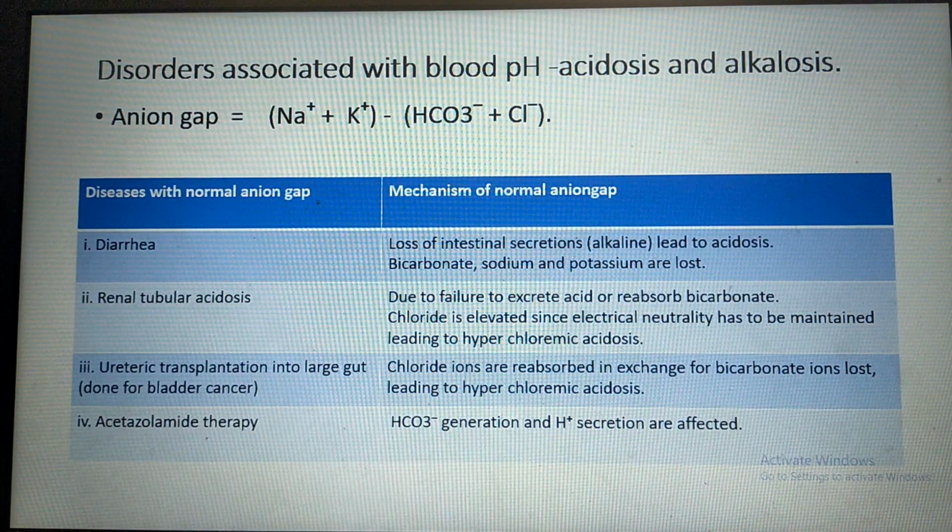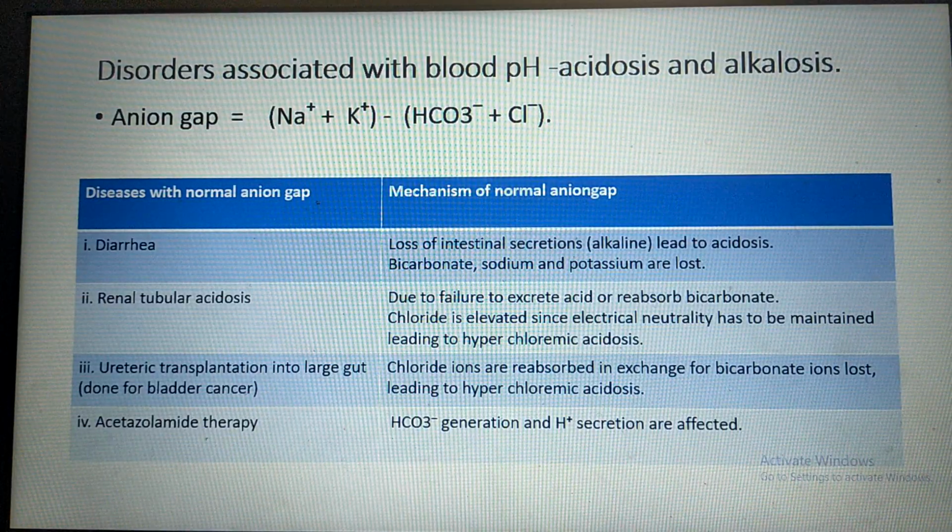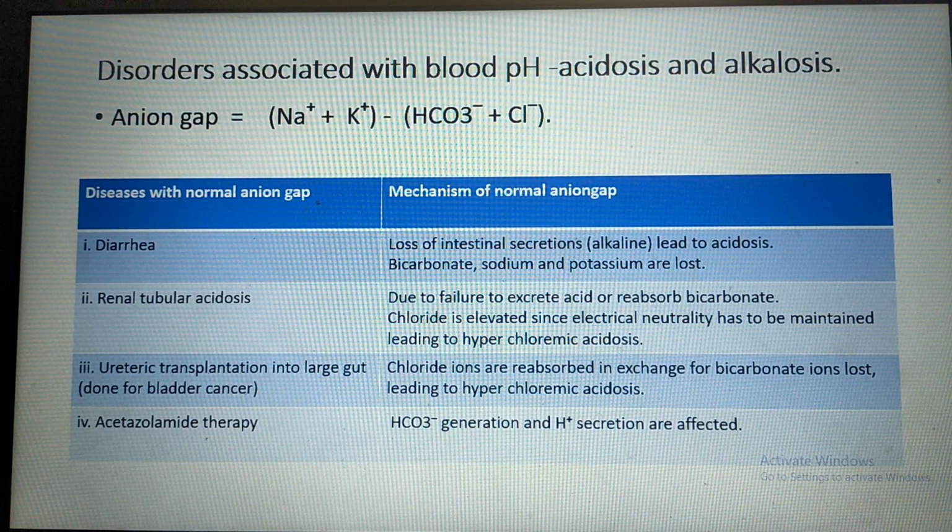Next cause is ureteric transplantation into the large gut. Normally all of us know ureters open into the urinary bladder. But if there is a bladder cancer, then we have to remove the bladder of that patient. Then the surgeon will transplant the ureter to the large intestine, so the ureter opens into the large intestine and urine collects in the large intestine. During that process, chloride ions are reabsorbed and bicarbonates are lost. Again, there is hyperchloremic acidosis.